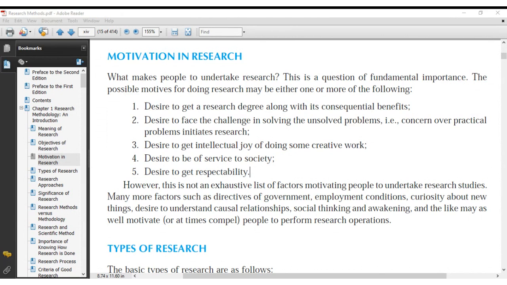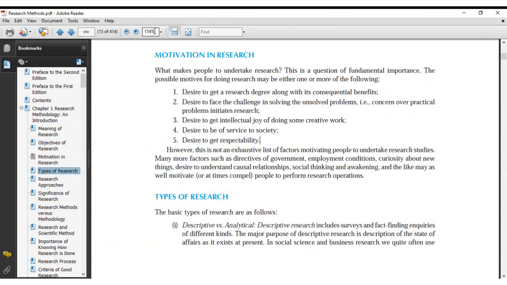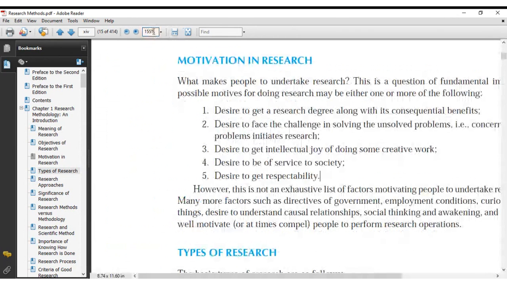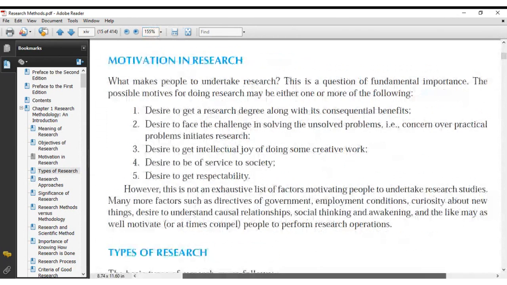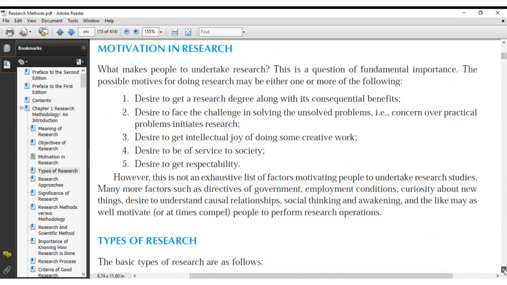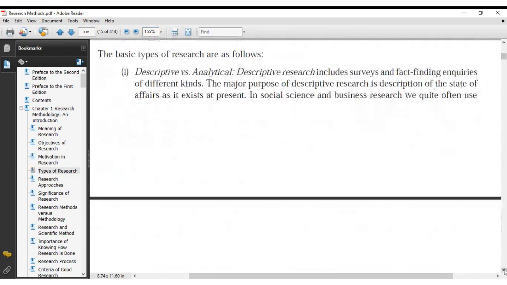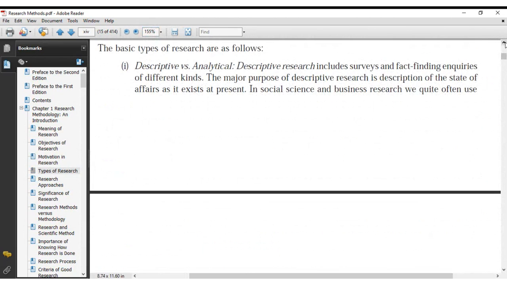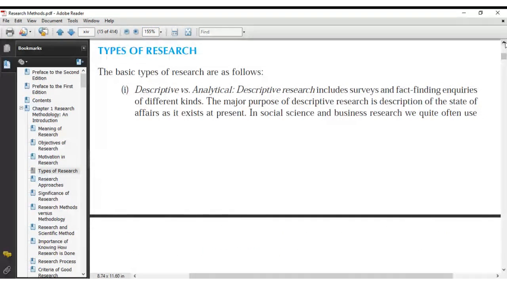Then let's go to types of research. Types of research. So let us go through these types of research. Now, we are going to discuss the types of research in pairs. Why pairs? Because one explains the other. So we explain in pairs so that we can get the difference between one from the other.